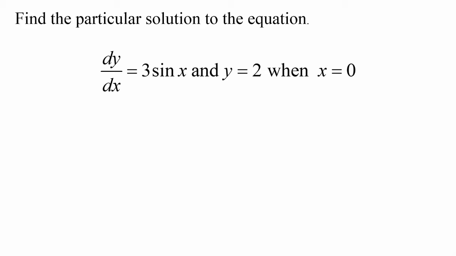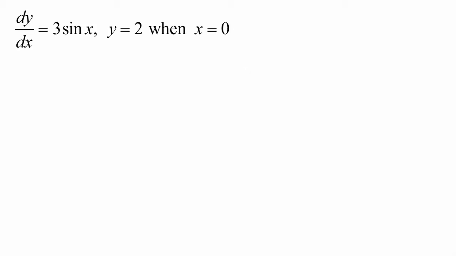Find the particular solution to the equation dy/dx equals 3 sin x, and let's say that we're also told that y is equal to 2 when x is equal to 0. So let's start by finding the general solution, which again is simply the antiderivative. That would tell us that y is equal to the antiderivative of 3 sin x, which would be negative 3 cos x plus some constant. And now we can use the initial value information to figure out what our constant C must be.